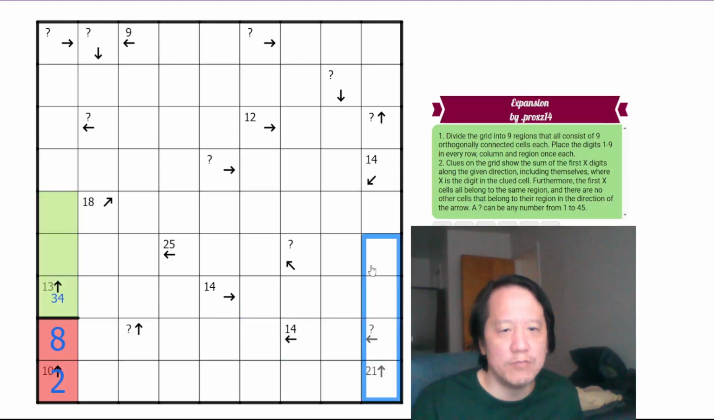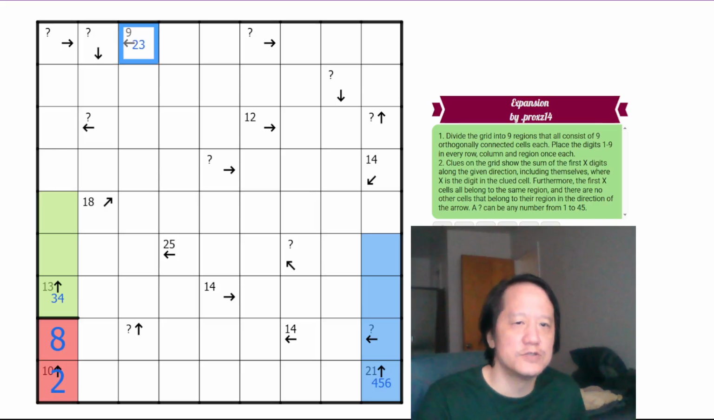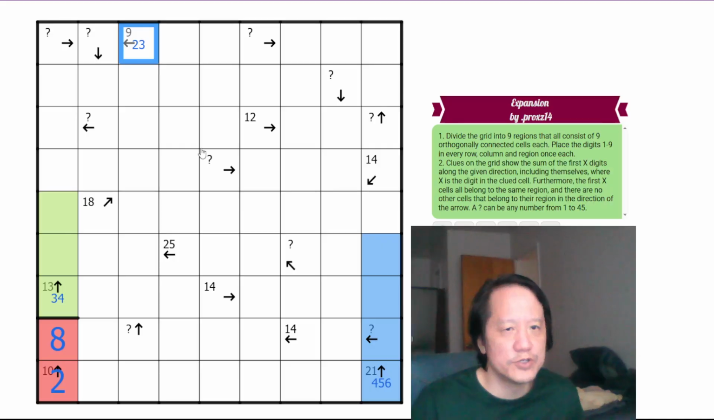This is 21. It has to be more than 3, so it's at least 4. Be 4, 5, or 6 here to add up to 21. So 4 of these are in the same region. This could be, well, it can't be just a singleton 1. So this is 2 or 3 here. We're not sure which. So both of these are in the same region.